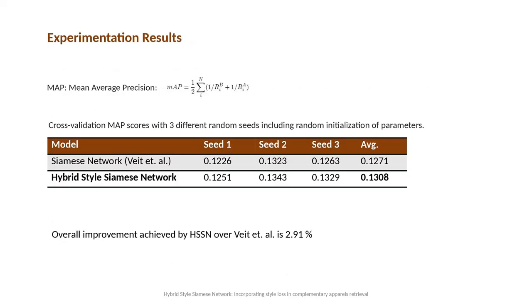We compare our model against the traditional Siamese network as explained by Veit et al. To ensure a fair comparison, we use a VGG16 model pre-trained on ImageNet as the backbone architecture in both cases. Also, for robustness, we run 3 separate trials with 3 separate random seeds and use the cross-validation mAP score of each. Our methodology obtained a performance increase of nearly 3% over the traditional Siamese network, which goes on to prove its effectiveness.